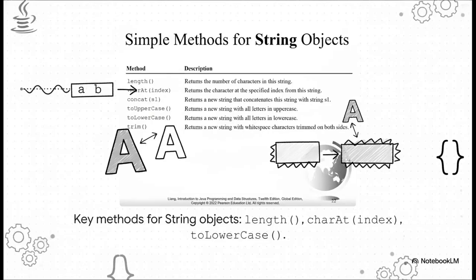And here are some of the most common and most testable of those methods. length() tells you how many characters are in the string. charAt(index) lets you grab a single character from a specific spot. toLowerCase() and toUpperCase(), well, they do exactly what you think they do. And trim() is super useful for cleaning up any extra white space from the beginning and end of a string.